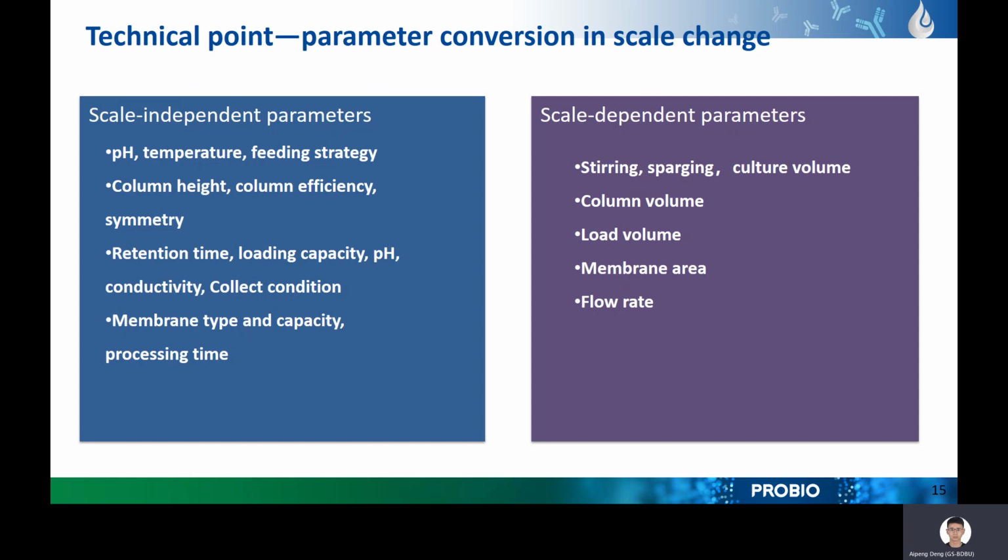However, when scale changes in cell culture, we should modify the stirring speed, spike strategy, and the harvest volume. In downstream, the column volume, loading volume, membrane area, and the flow rate also should be modified based on different processes.